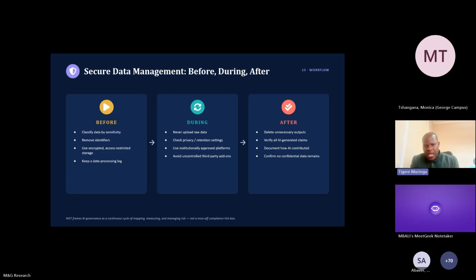handling your data should start before the research, before using the platform, during the process of using the AI platform, and after. Right, so it's a three-tier approach. It's before, during, and after. You need to make sure that you are there and you follow up on these processes. Right, so it's very important. So what are we saying, colleagues?